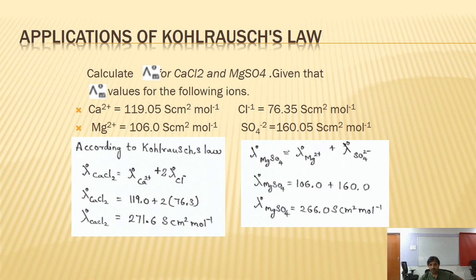Next is the calculation of the lambda naught value of MgSO4. Here the lambda naught Mg2 plus value is this much, and the lambda naught sulfate ion value is here. We substitute the values and get the answer. The answer is like this.